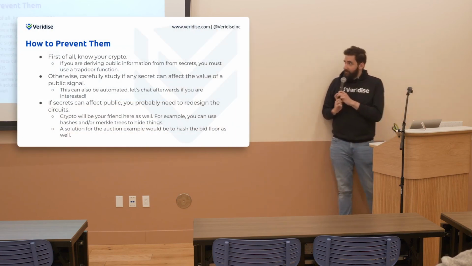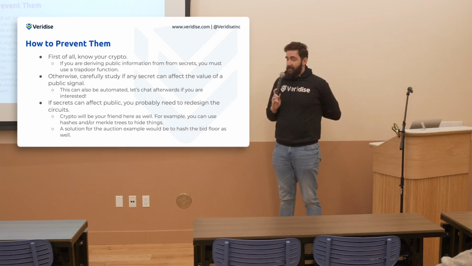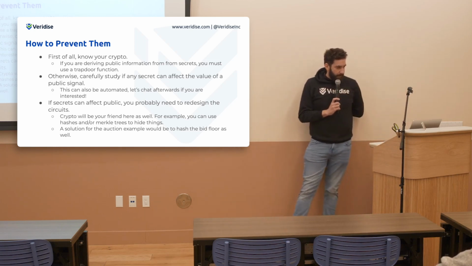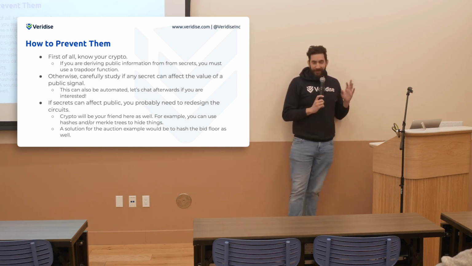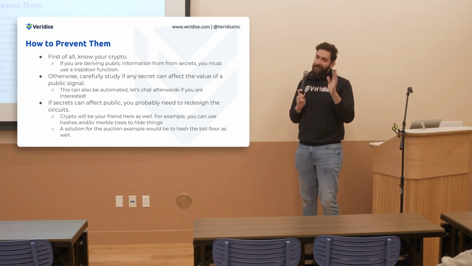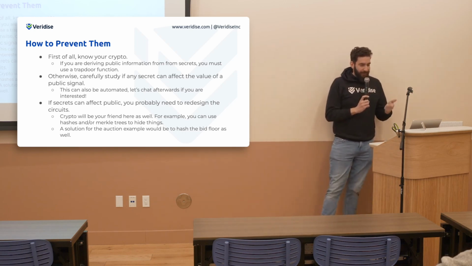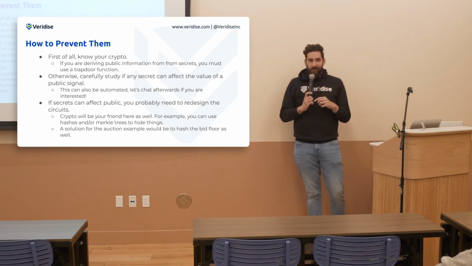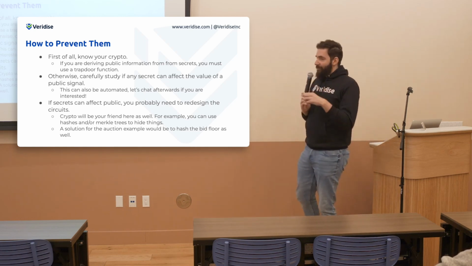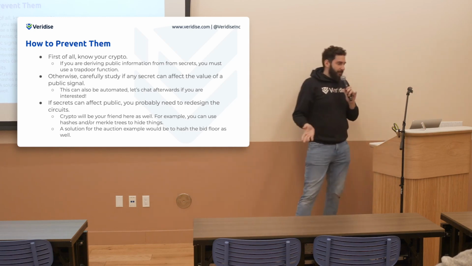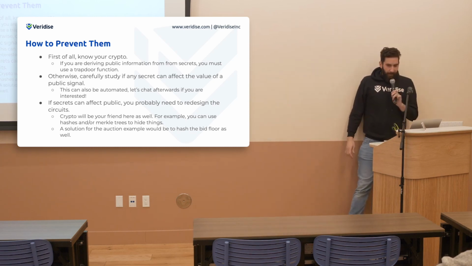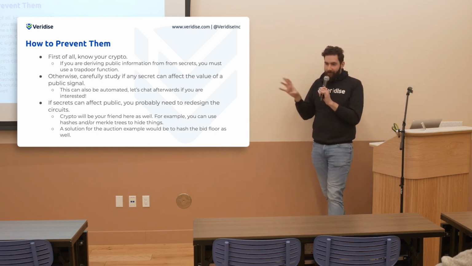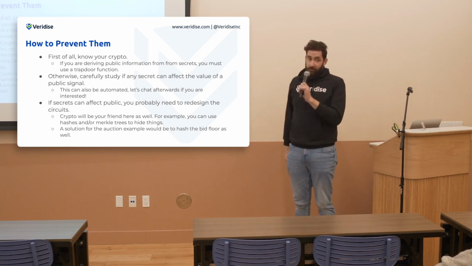So let's move on to see how we can prevent such privacy leakages from happening. First things first, we need to know our crypto, right? For the first silly example, where the operation is invertible, we need to make sure that we're using a cryptographically secure trapdoor, where the attacker cannot invert the computation. Otherwise, we have to be really careful and see if we have any of these dependencies I mentioned earlier.